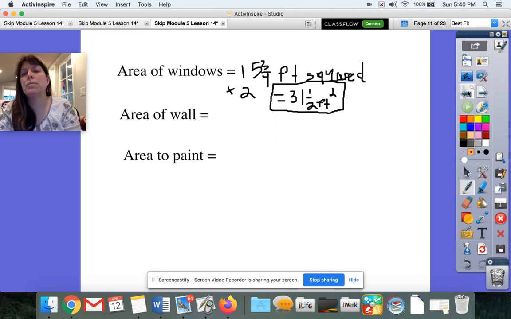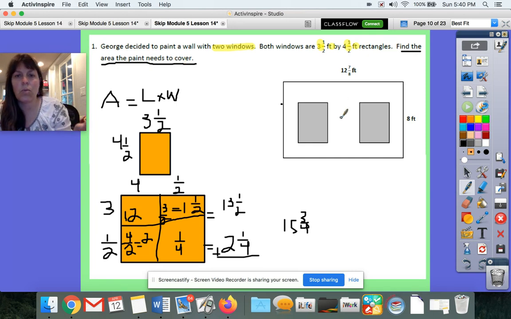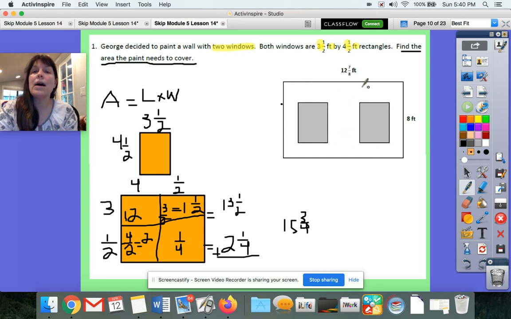Okay, now back to the problem. And what are we trying to do here? We're going to find the area the paint needs to cover. So think about it. If you're painting a wall, are you going to paint over the windows? No, you're just going to paint the section in white over here. So if you're thinking about it, why are we finding the area of the windows? Because we're going to end up subtracting that space from the wall, right? So we now need to figure out what is the area of this wall. So we can do another area model to figure that out.